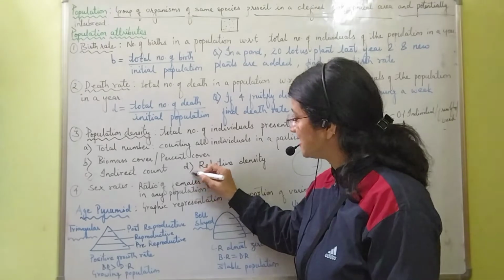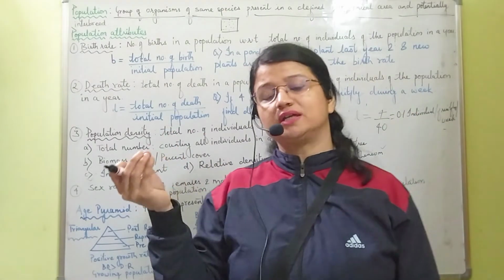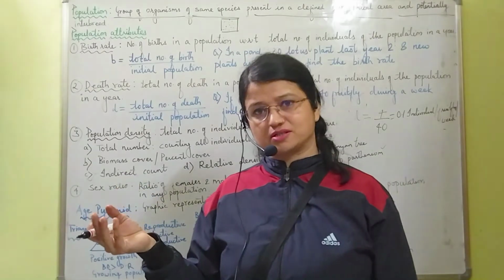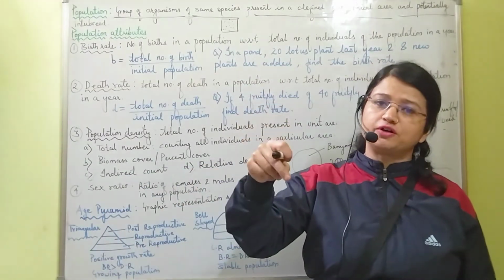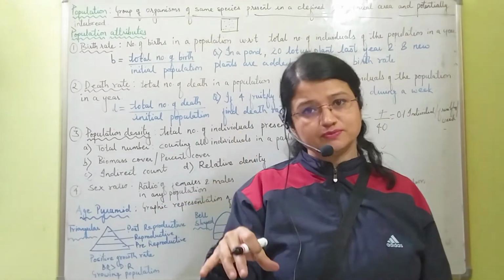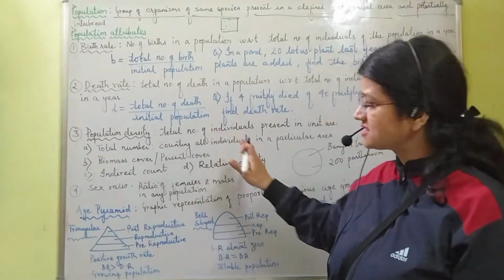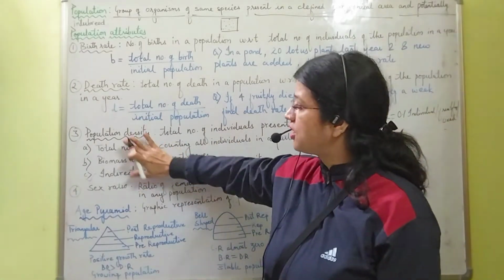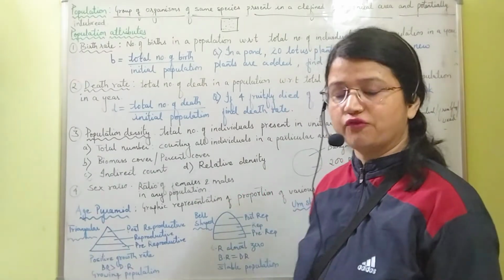The next one is the relative density method, where suppose in a pond there are a number of fishes. So it's not easy for us to count the number of fishes. So there what will we do? We will count the number of fish in one trap. Clear? So there we will use the relative density method. So these are some of the different methods by which we can find out the population density of a given area.